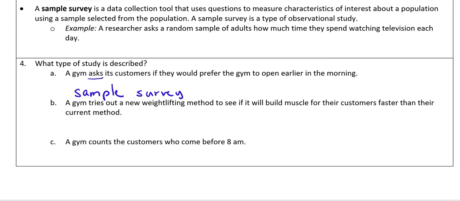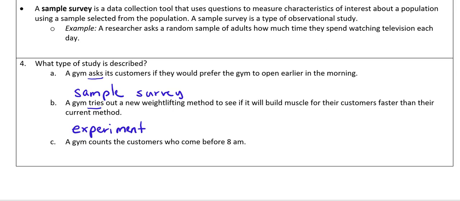B says a gym tries out a new weightlifting method to see if it will build muscle for their customers faster than their current method. Because they're actually trying out a new method, that means they're having their customers try something different and they're comparing the results. This is an experiment.